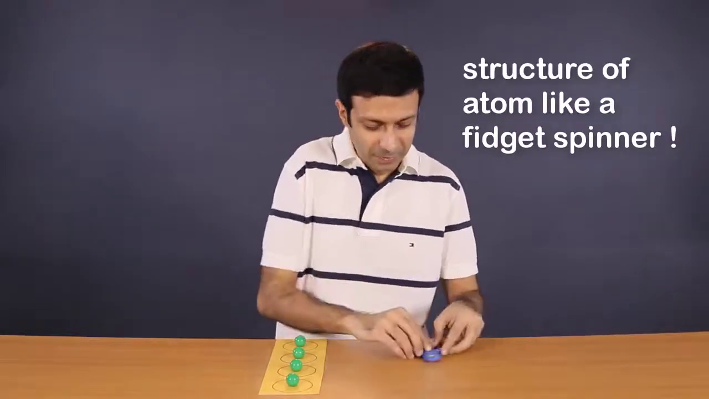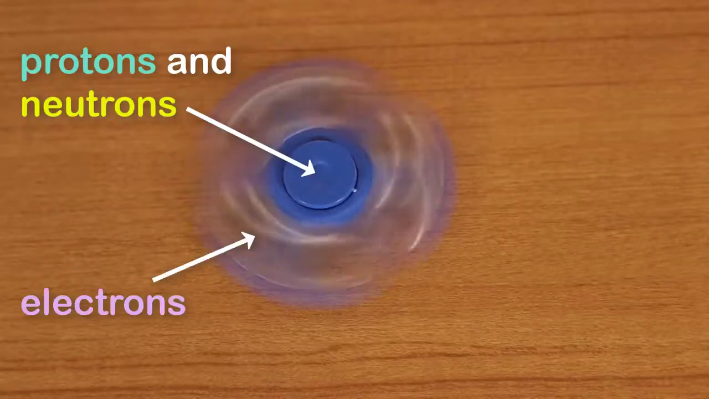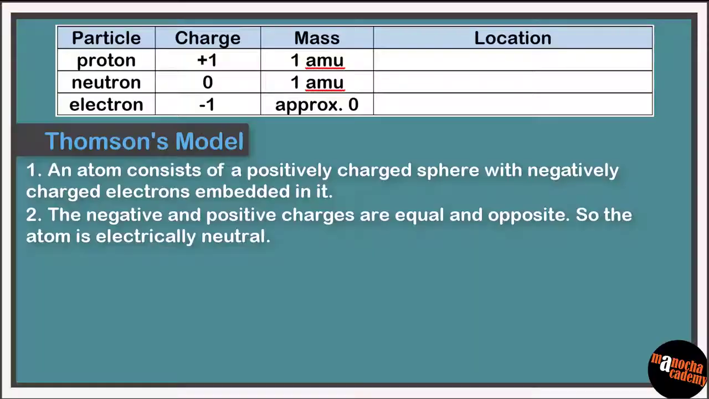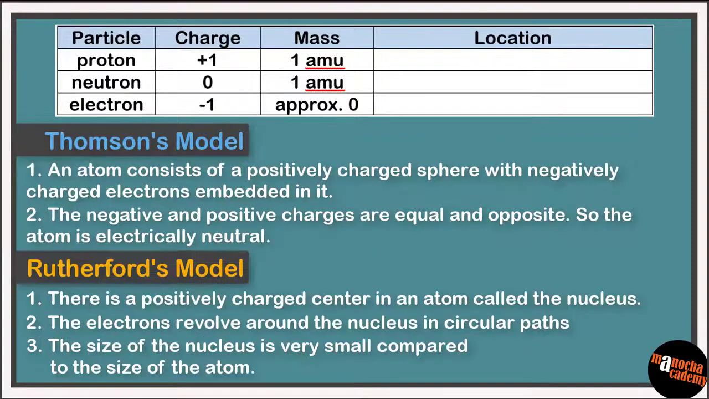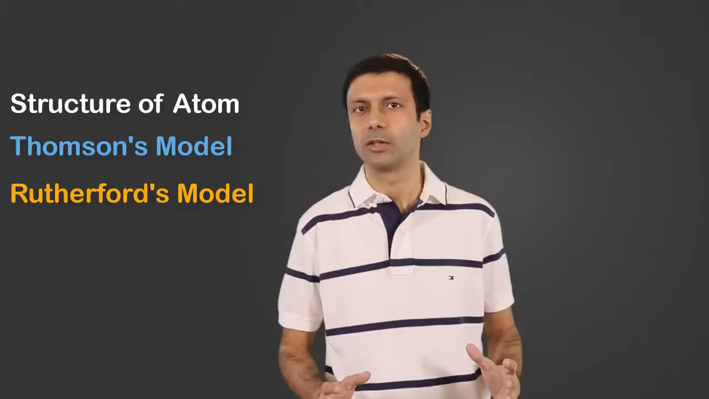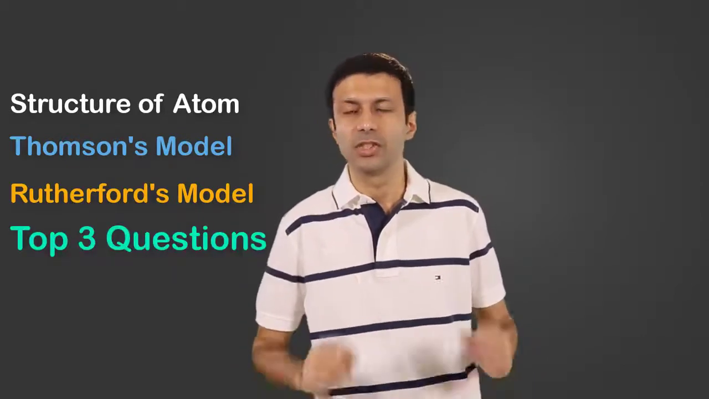So the structure of the atom looks like this spinning fidget spinner with protons and neutrons in the center and electrons spinning outside it. Let's add Rutherford's model to our concept board. Now we can fill up the location of the proton, neutron and electron in the atom. Now that we are done with the structure of the atom, let's move on to our top 3 exam-oriented questions on this topic.